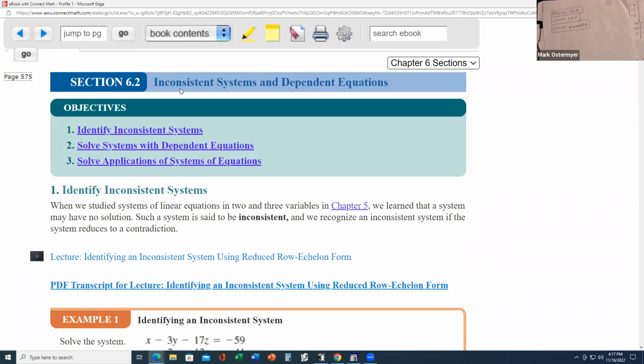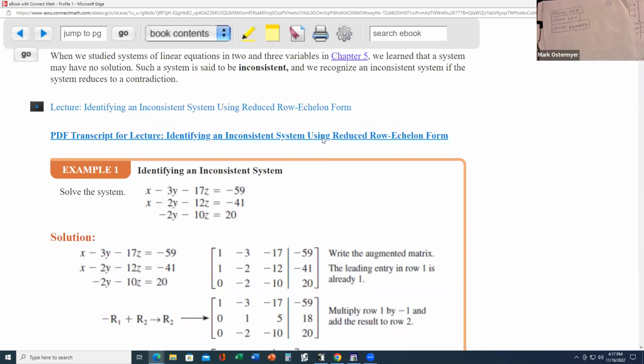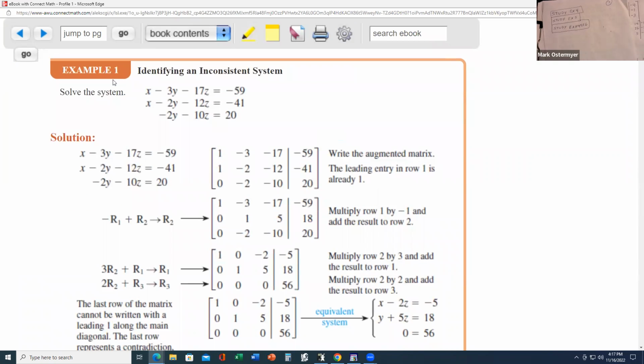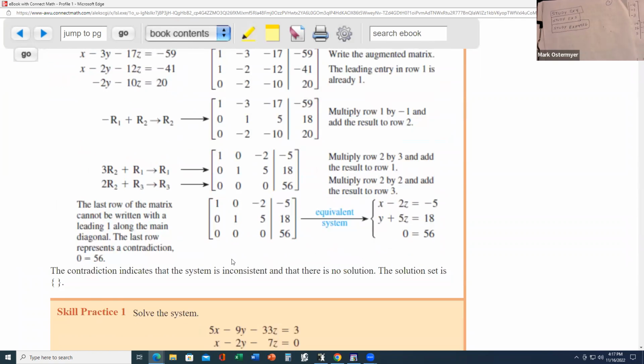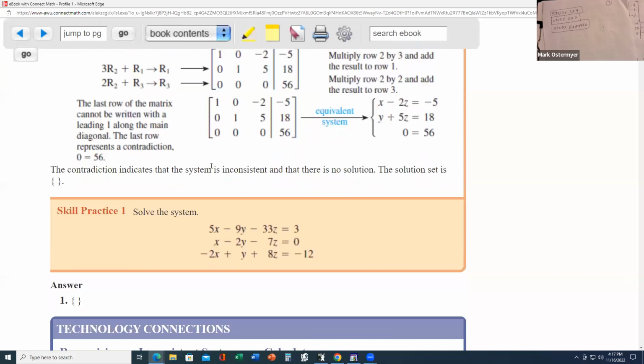Section 6.2 is entitled Inconsistent Systems and Dependent Systems, and I've shown you what the matrices have to look like to determine each type. By all means, ladies and gentlemen, look through all the examples in these sections. Here's an inconsistent system. Do you see at the bottom where we get a false statement down there? The system would have no solution.